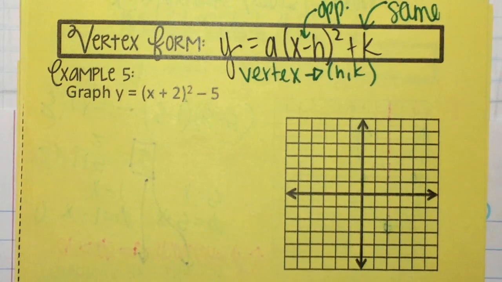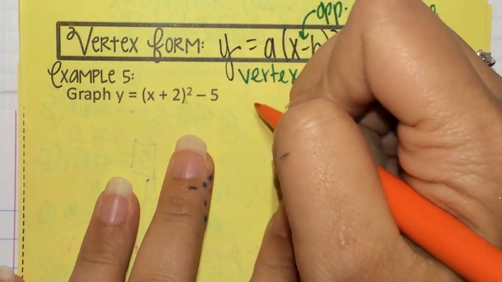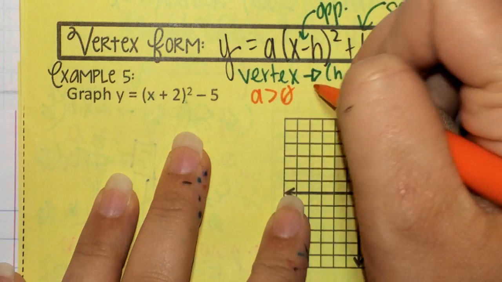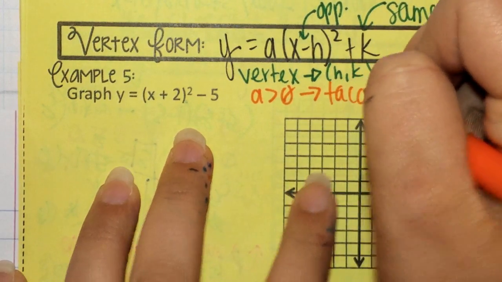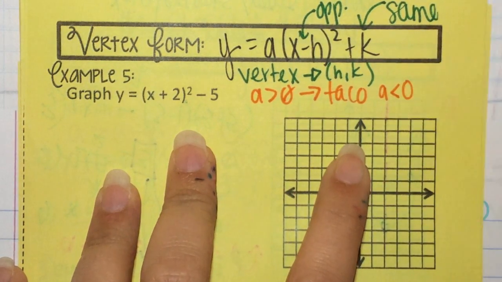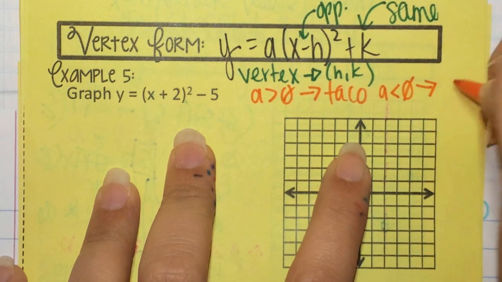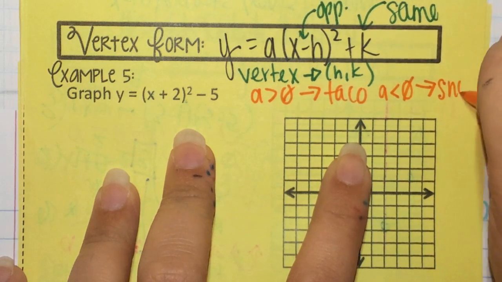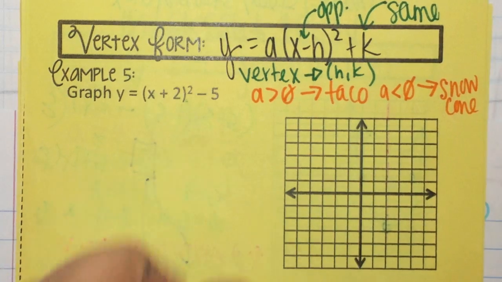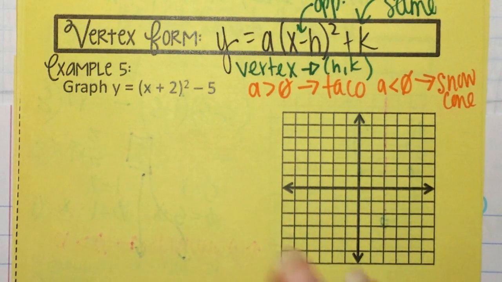Alright, now the rules still apply of positive and negative. So if a is greater than 0, what's it going to be? A taco. And if a is less than 0, what's it going to be? A snow cone. The opposite of h. What's h? Same.